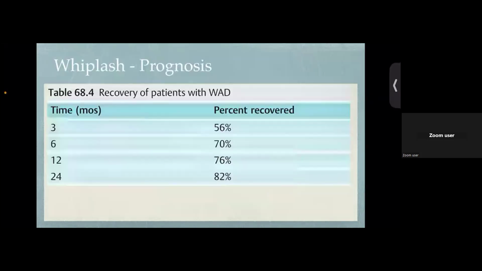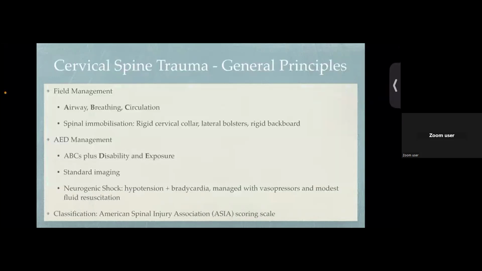Okay, so whiplash. In terms of prognosis, usually by 3 months, 56% of patients have recovered, and it increases thereafter. At 6 months, 70%; at 12 months, 76%; and by 24 months, 2 years, 82% would have recovered. Okay, cervical spine trauma. Generally speaking, in the field, it's just like any trauma. You do your ABCs, airway, breathing, circulation, and spinal immobilization with a rigid cervical collar, lateral boosters, and a rigid backboard.